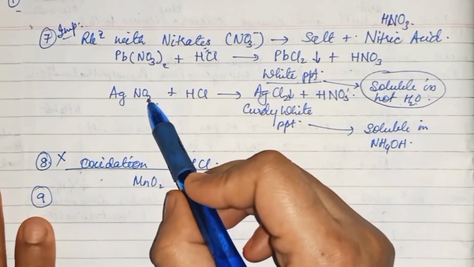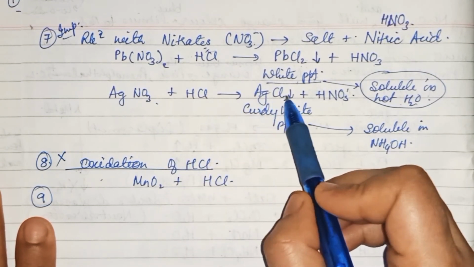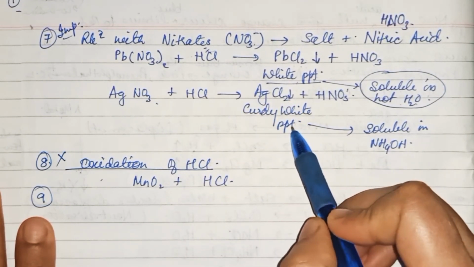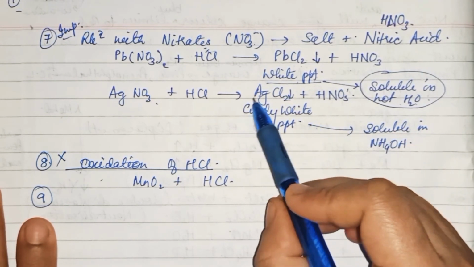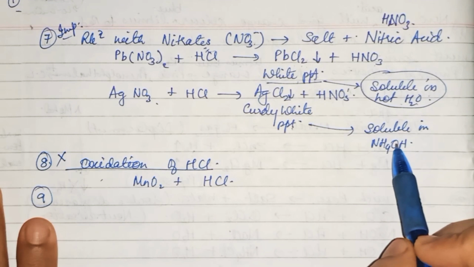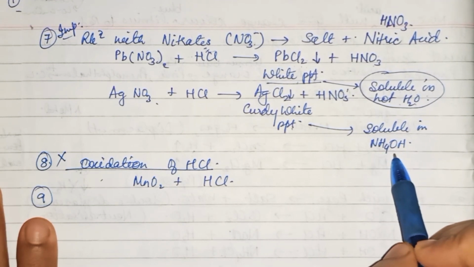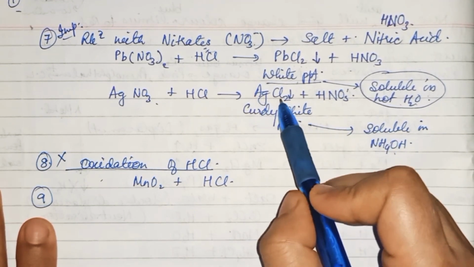Next is silver nitrate with acid. It will give silver chloride, which is a curdy white precipitate, and nitric acid. Again it may be asked: name the curdy white precipitate which is soluble in ammonium hydroxide. So you will write silver chloride.